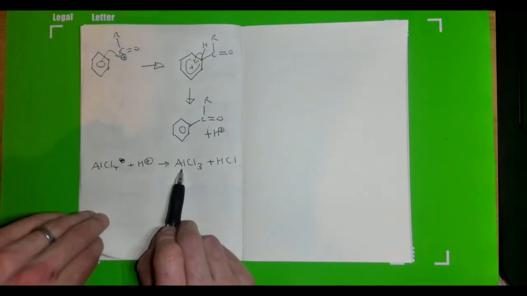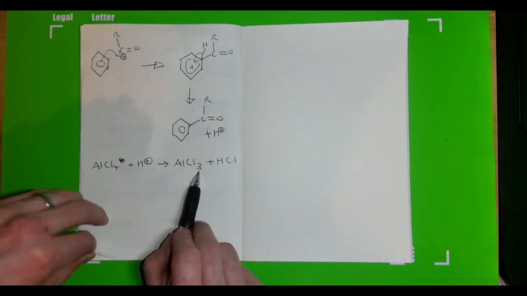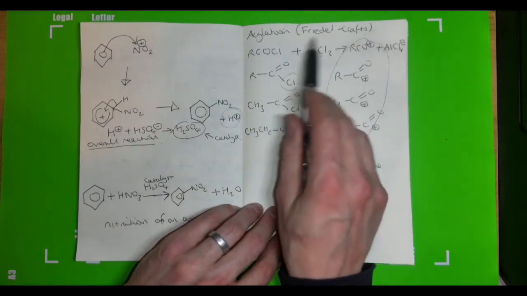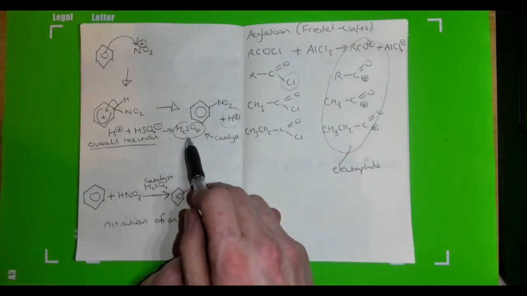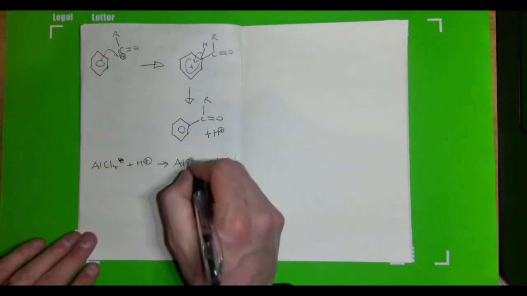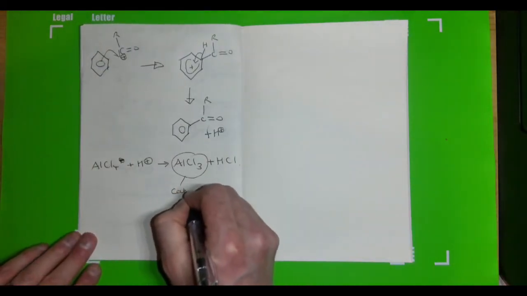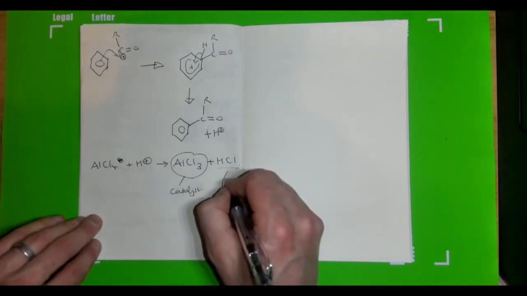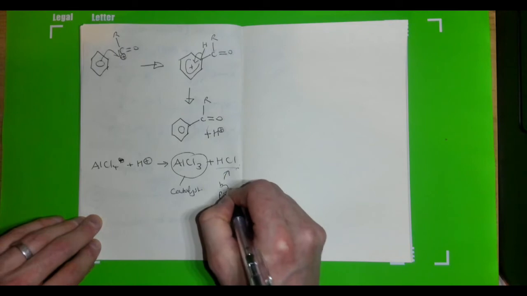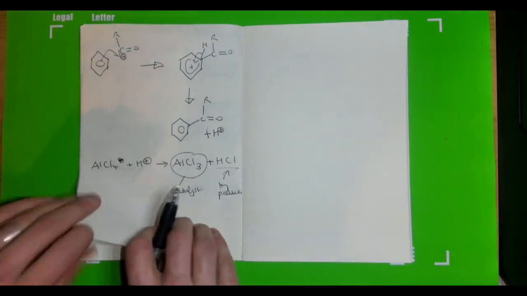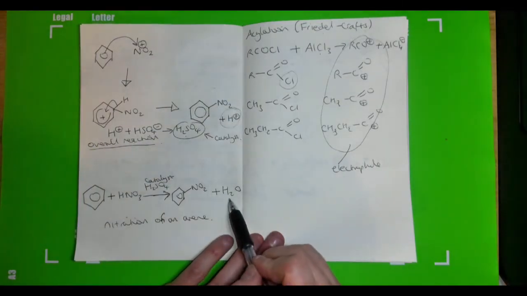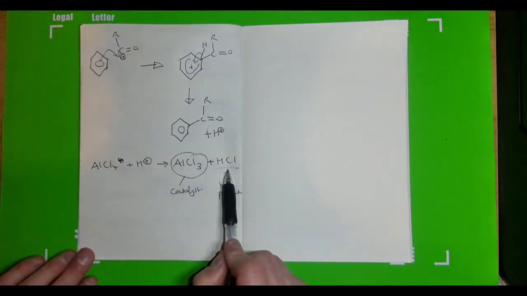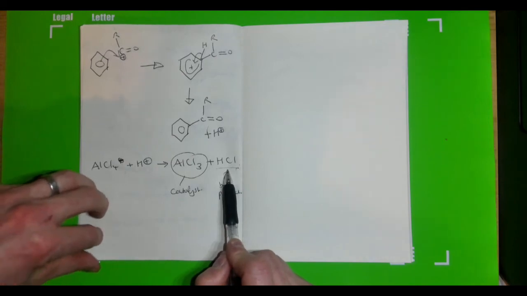And what it does, it regenerates the AlCl3, which I started off with. Therefore, the AlCl3, just like the H2SO4, acts as a catalyst. And I've made HCl, which is a byproduct. So in the nitration reaction, the byproduct was H2O, but in the acylation reaction, the byproduct is HCl.